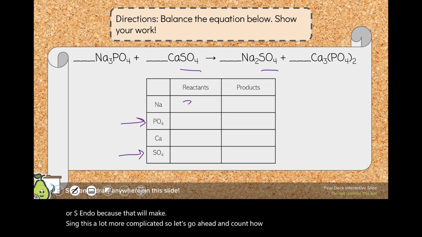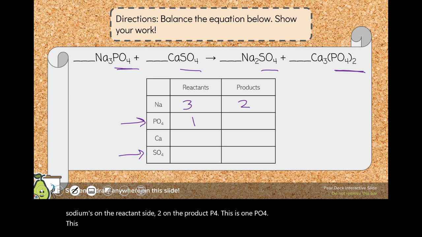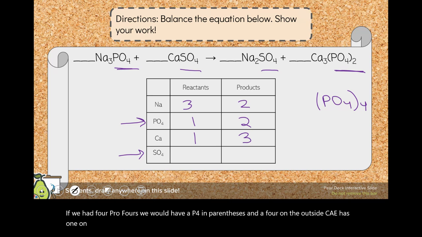We have 3 sodiums on the reactant side, 2 on the product. PO4. This is 1 PO4. This is what 2 PO4s looks like. If we had 4 PO4s, we would have a PO4 in parentheses and a 4 on the outside. Ca has 1 on the reactant side, 3 on the product side. SO4 is 1 on each side.